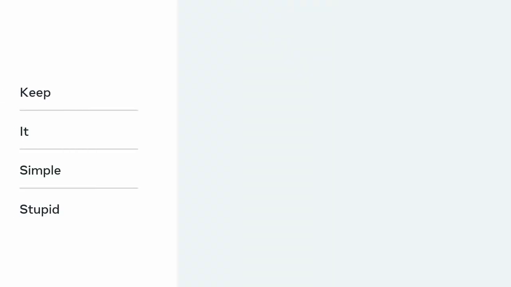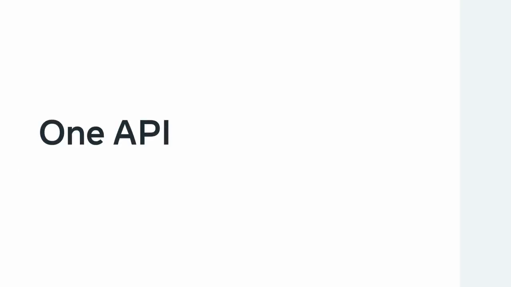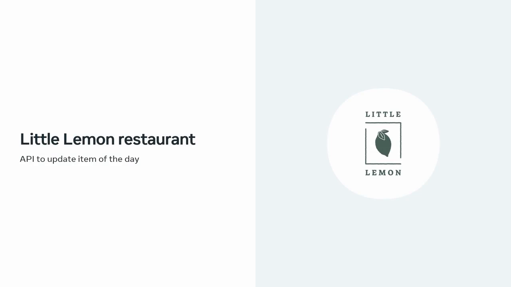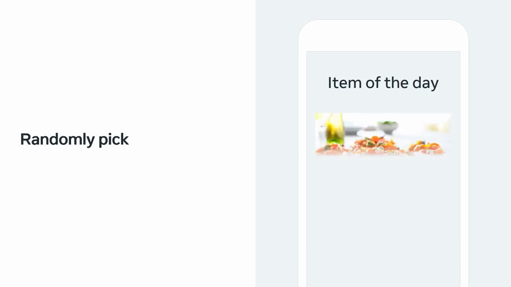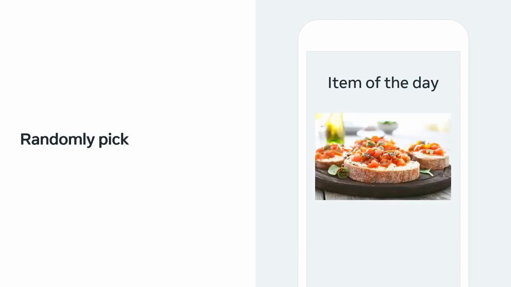What this means is that you shouldn't try to perform too many tasks with one API. A single API should do one specific job and do it well. For example, for the Little Lemon project, the manager needs to update the item of the day, and you want to make this easier for him by creating a new API. One approach is to let the API determine what the previous item of the day was and to remove that status from the item. And then it has to randomly pick one item based on some criteria and set its status as the new item of the day.